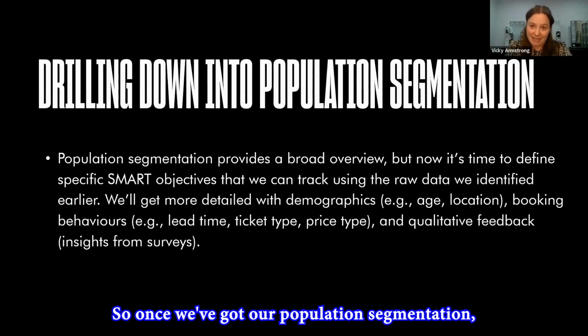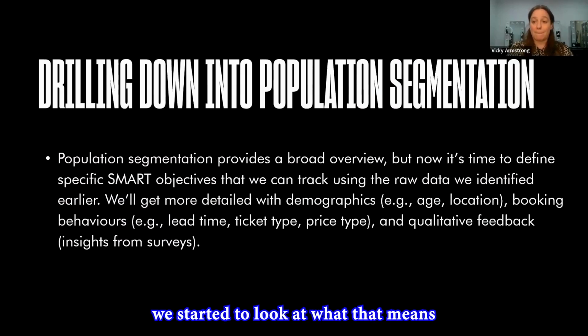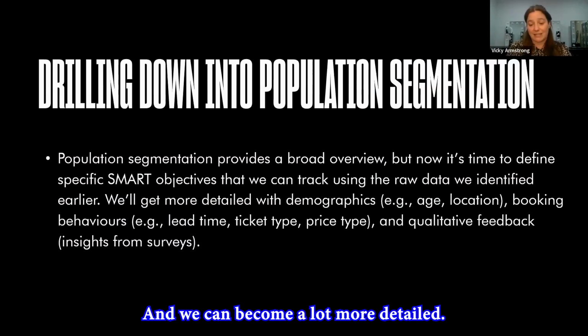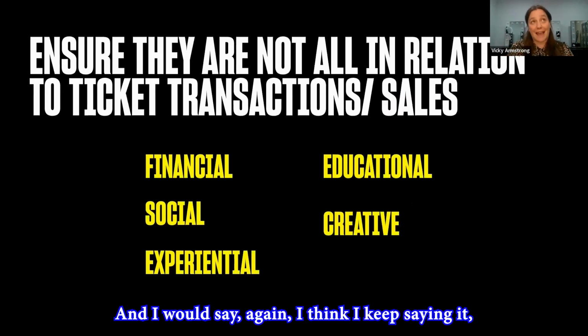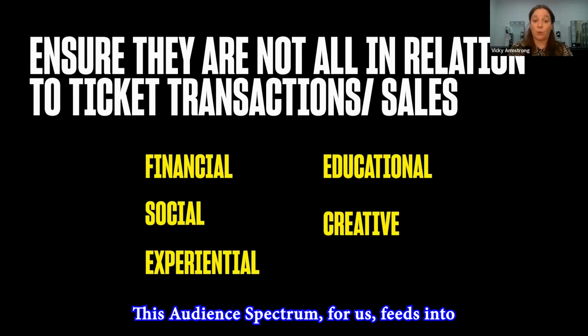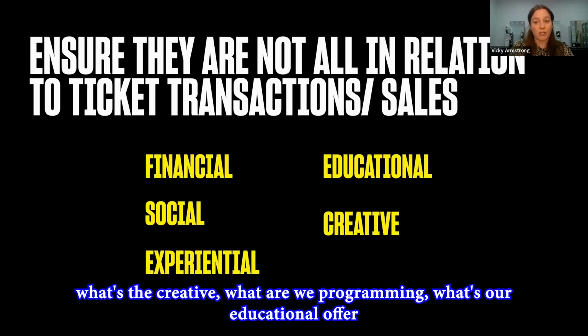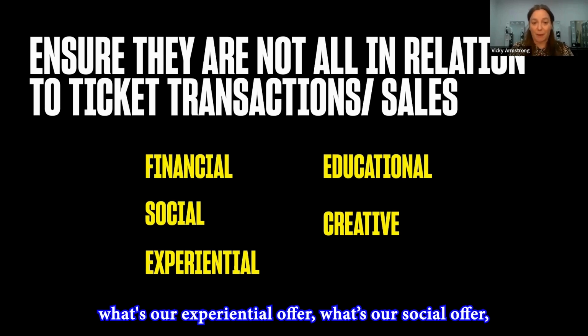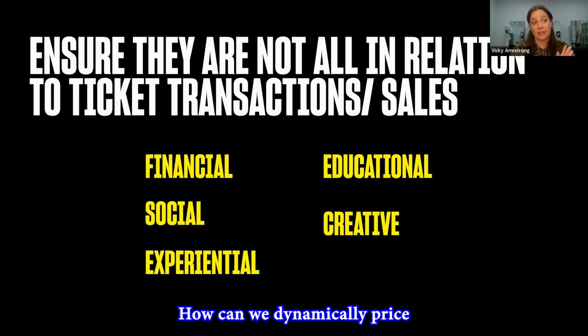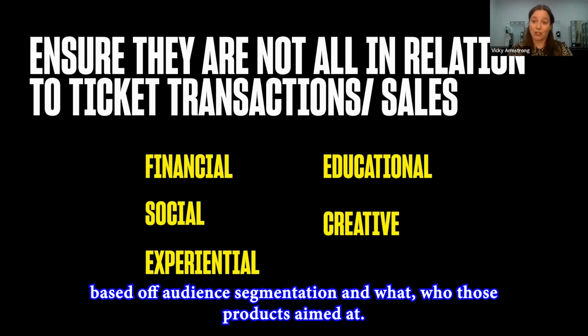So once we've got our population segmentation, we've started to look at what that means much more specifically in terms of SMART objectives, and we can become a lot more detailed. And I would say, again, I think I keep saying it, but it's not just about ticket transactions and sales. This audience spectrum for us feeds into what's the creative, what are we programming, what's our educational offer, what's our experiential offer, what's our social offer, the financial offer in terms of what's free, what can we charge a bit more for, how can we dynamically price based off audience segmentation and who those products are aimed at.